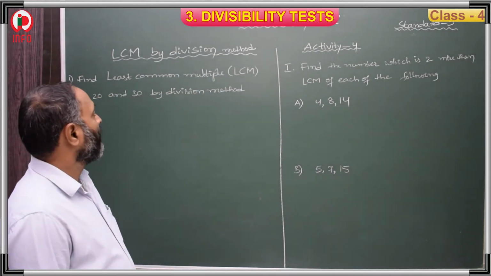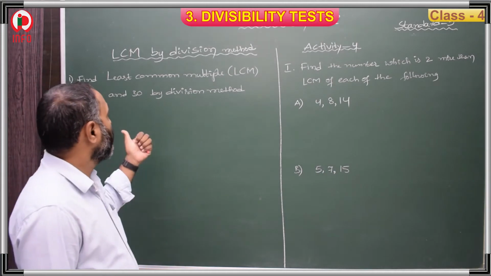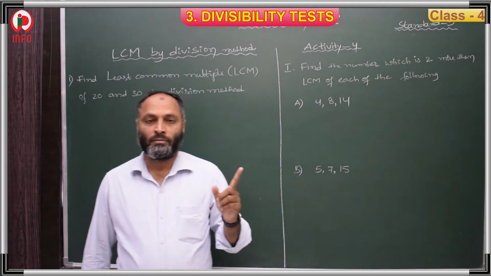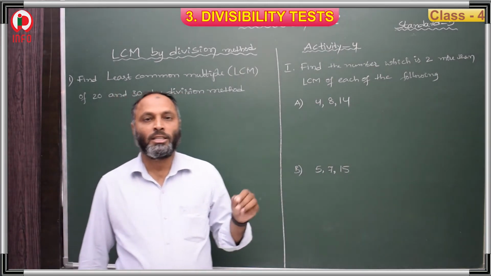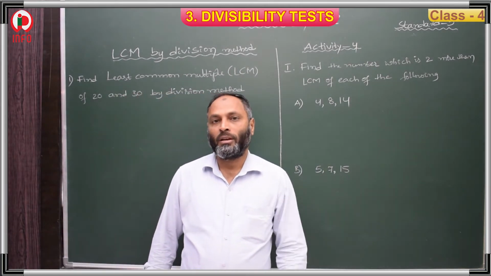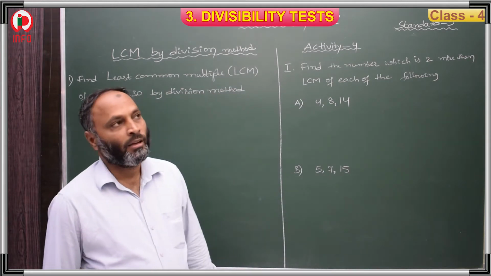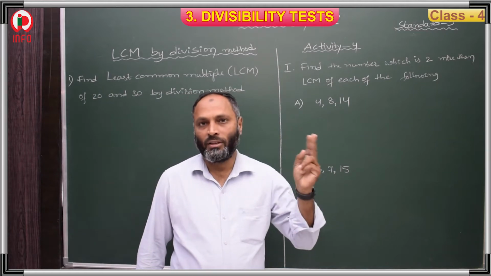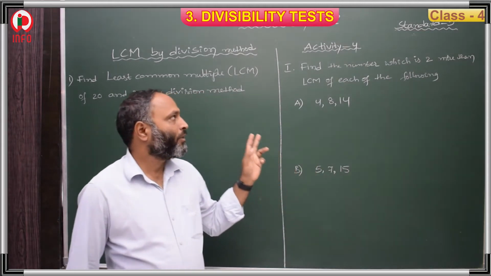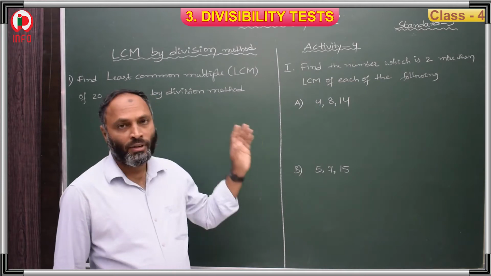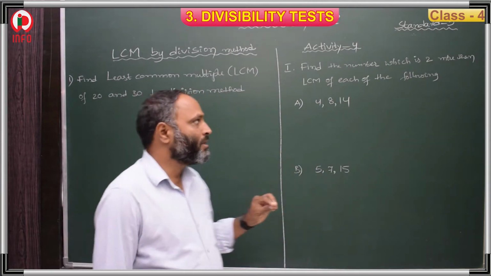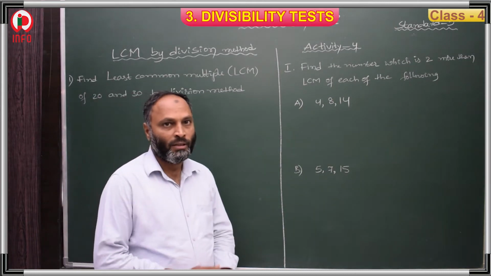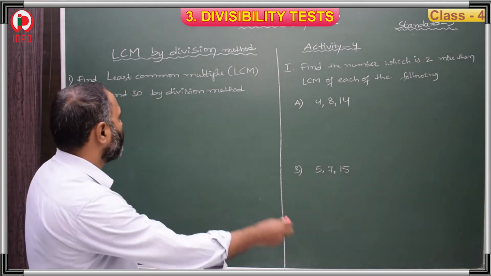Now here, LCM. So we find LCM using the multiple method, writing multiples and taking the least multiple, and the factorization method, and after that the division method. The factorization method and multiple method are already done. Now we are going to discuss the LCM. We have to find the LCM using the division method. So how do we find LCM using the division method?